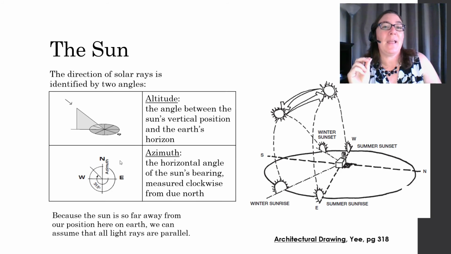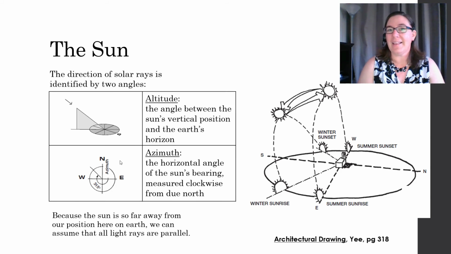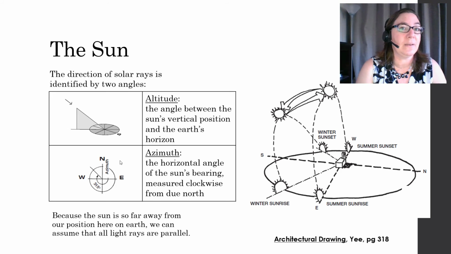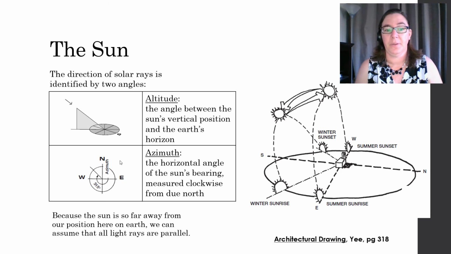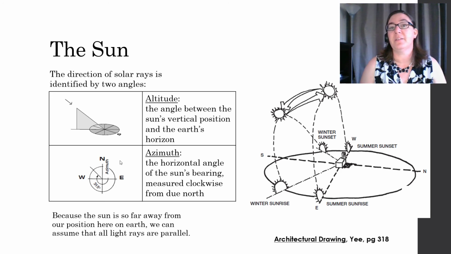All right, but for this basic class in casting shadows, one very important point that we need to talk about is because the sun is so far away from our position on Earth, we can assume that all the light rays cast by the sun are parallel.